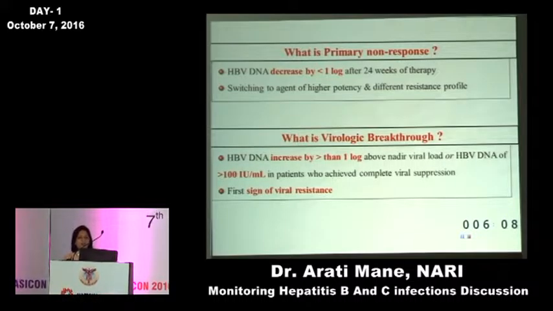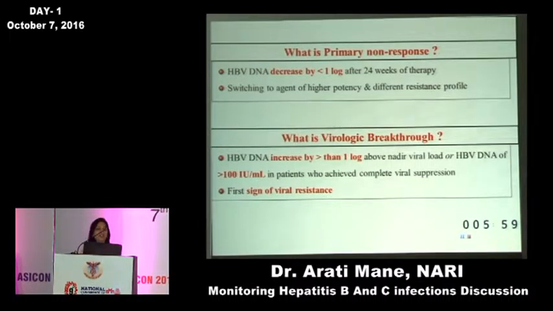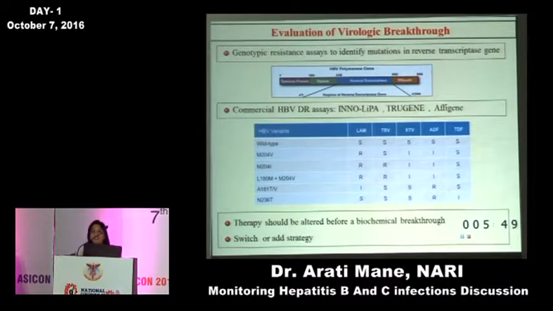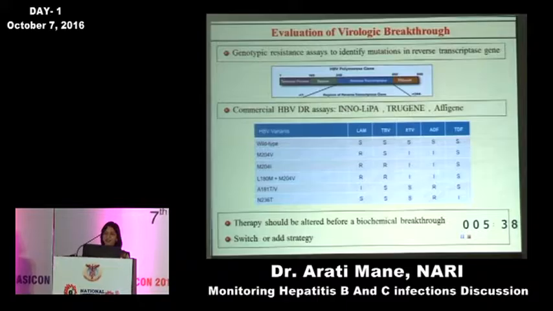If there is an increase in the HBV DNA by more than 1 log above the nadir viral load, or if the DNA is more than 100 international units per ml in patients who have achieved complete viral suppression, this is a very important indication of viral resistance. Evaluation of this entity is very important, and we have genotypic resistance assays wherein we can monitor mutations in the reverse transcriptase gene. Commercial assays are available.